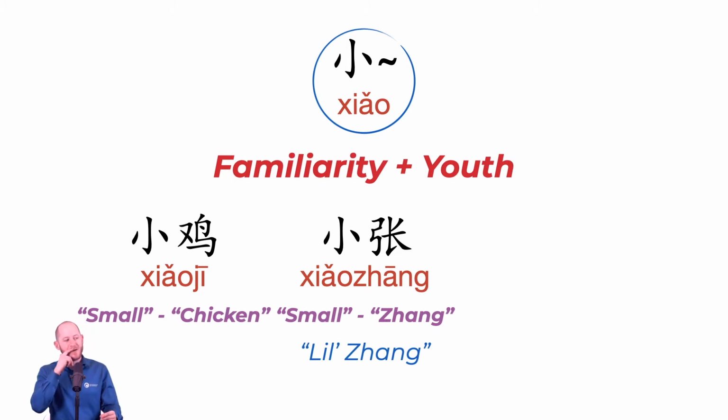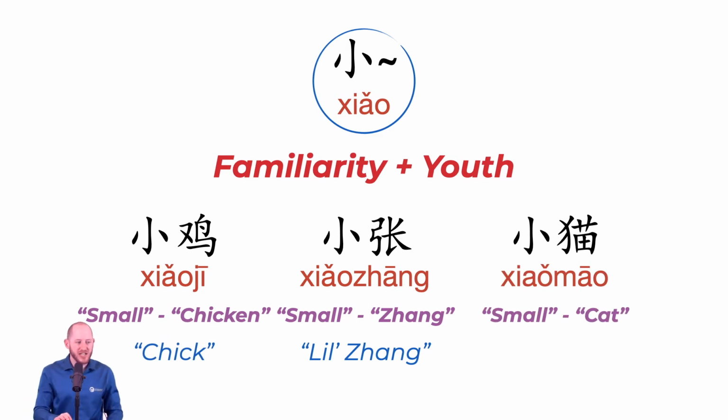And then here's an interesting one. Xiao ji can mean chick, and xiao mao can mean kitten, or they just mean chicken or cat.